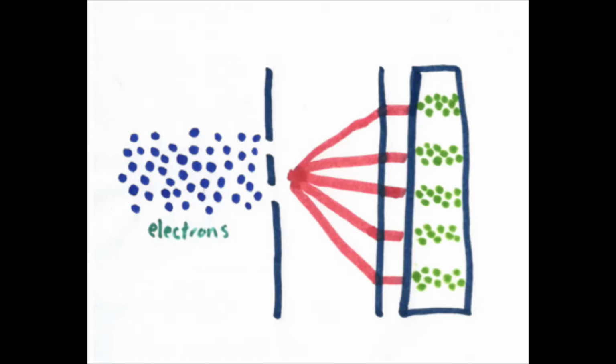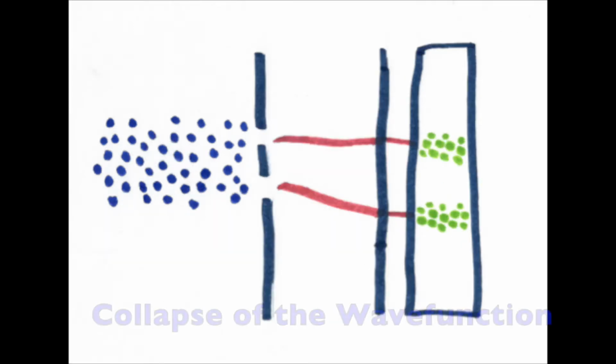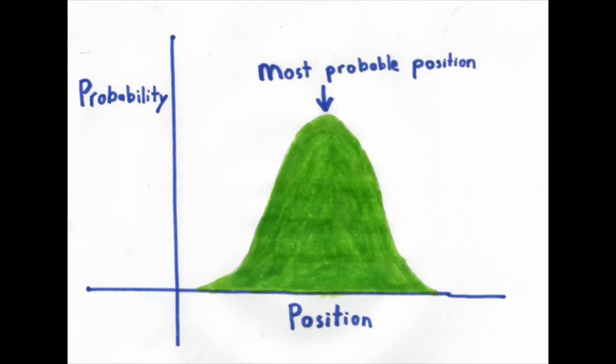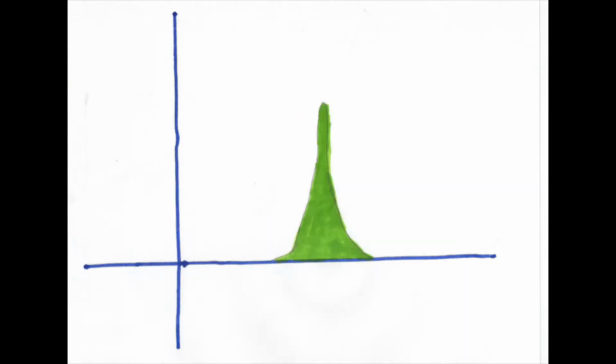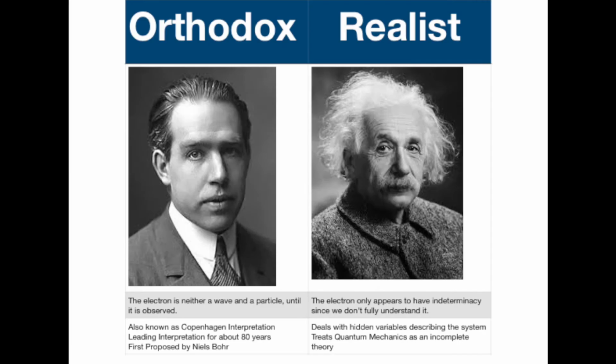Nonetheless, when an experiment observes electrons, the superposition is reduced, also known as the collapse of the wave function. The collapse occurs when a wave function appears to condense, by the observation, to a single certain state. In the physics community, there are two popular interpretations to this: the orthodox position and the realist position.